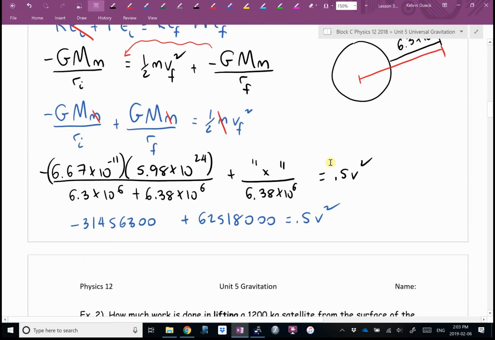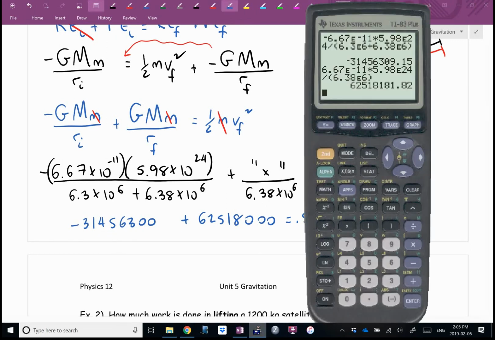I have run out of room. You might still have more. But now what I'm going to do, Chloe, is just add these together. So I'm going to type negative 3145630 plus, haha, answer button. Less typing. When I do that, I get 3106188.82.